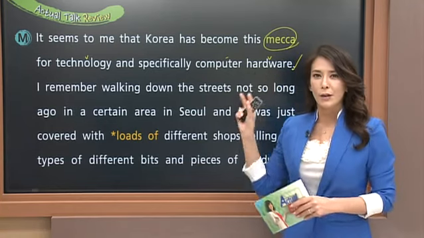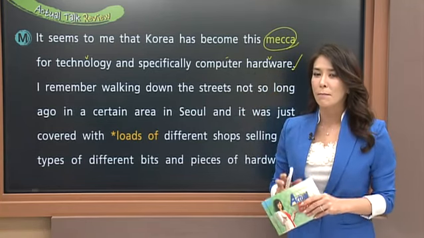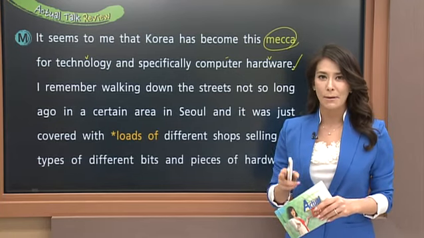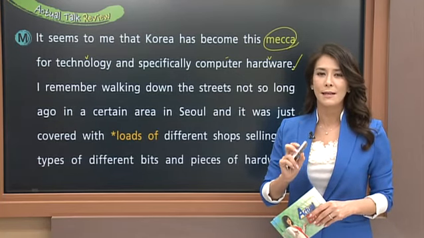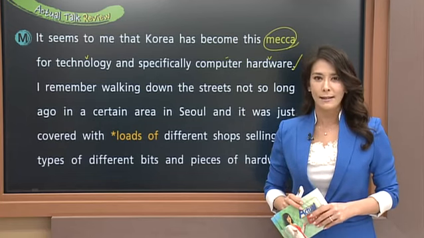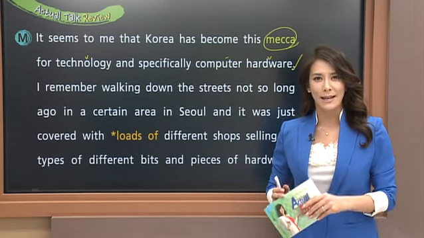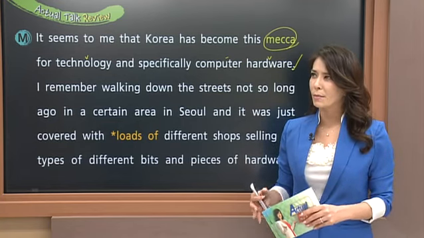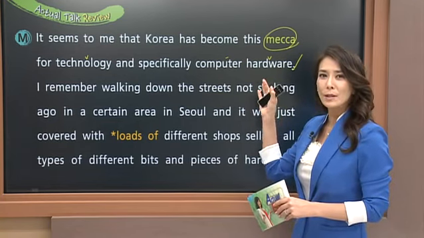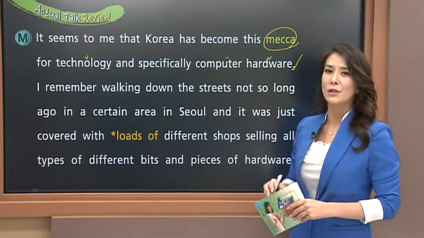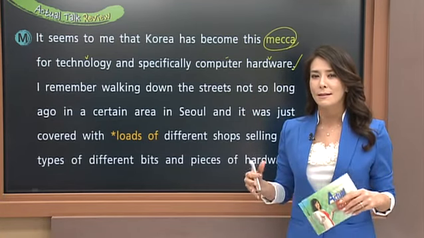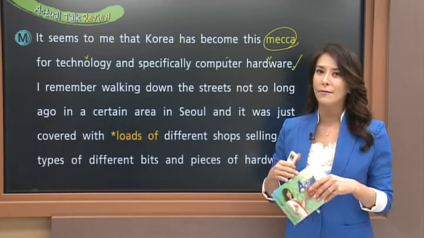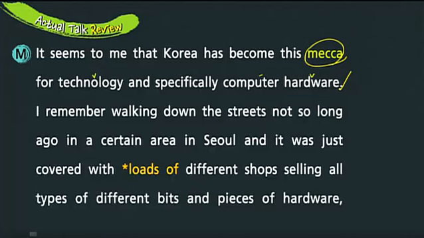Now, mecca, you must pay attention because in some cases, mecca may be spelled with a capital M. Capital M-E-C-C-A. In that case, you're talking about a city. I believe it's in Saudi Arabia, a city that's located in South Saudi Arabia, I believe. But here, as you see, it's a small or lowercase m. So we're talking about something being the center, the heart, or hub of something. Okay? And then he says, I remember walking down the streets not so long ago.